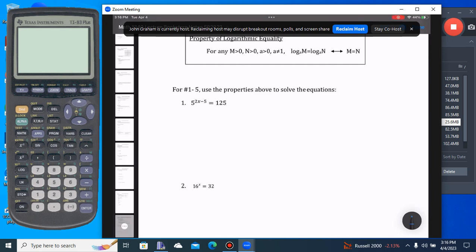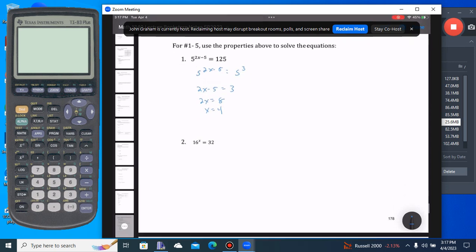So 5 to the 2x minus 5 equals 125. We can rewrite this as 5 to the 2x minus 5 equals 5 to the third. And then 2x minus 5 has to equal 3 for this to be true. So we add 5 to both sides, you get 2x equals 8. Divided by 2, you get x equals 4.